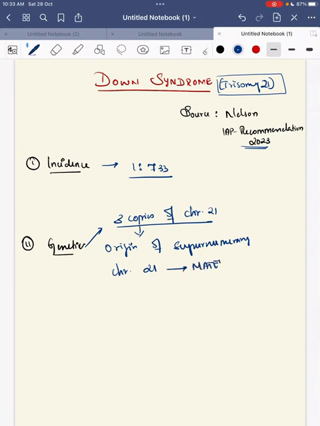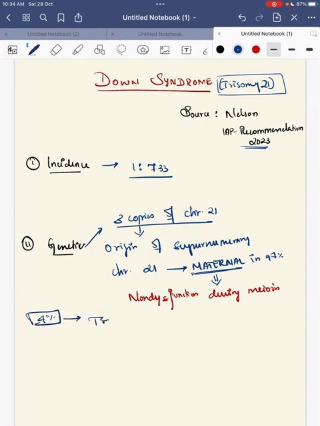Chromosome 21 is mostly maternal in origin. In 97% of the children, it is maternal. In the maternal case, it occurs due to non-disjunction during meiosis. That is, an error during meiosis.